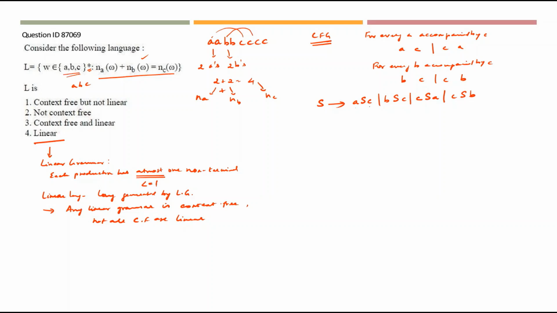At the same time, since star is used, it means there can be no string also. So in that case, I can also include epsilon here to indicate that there is no production. Actually, for producing ASC or CSA, there are two ways to derive AC or CA. Similarly, when I have BSC and CSB, this is to derive BC and CB.